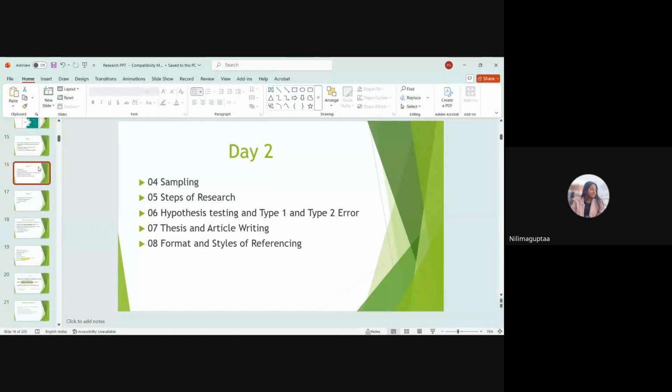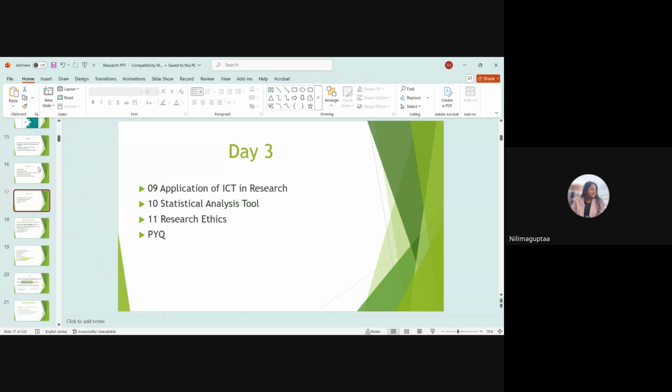Good evening, everyone. So, in the last class, we did yesterday about sampling, steps of research, hypothesis, its testing, and the two types of error that are committed, along with thesis and article writing, and what are the format and the style of referencing. In today's class, we will study about application of ICT in research.